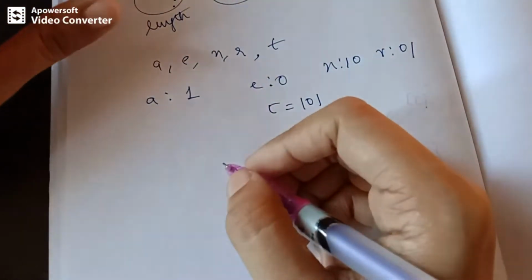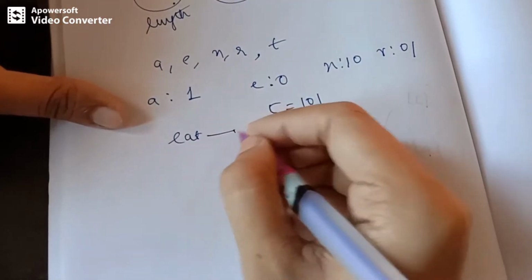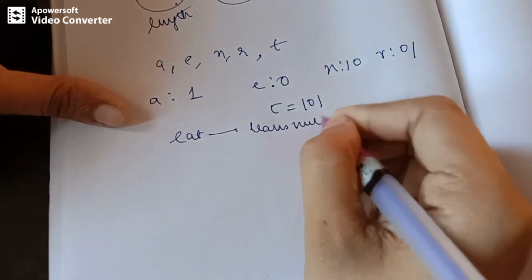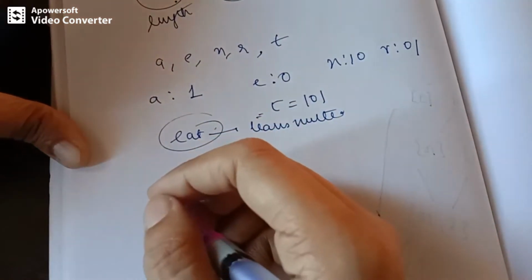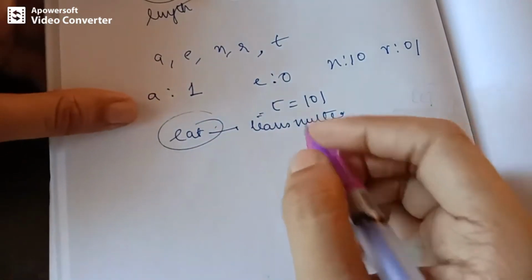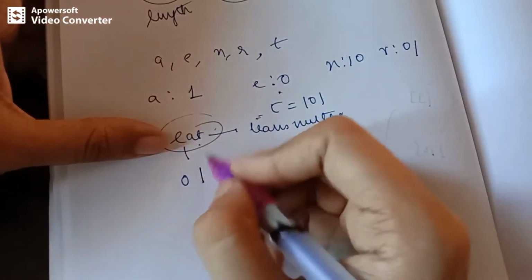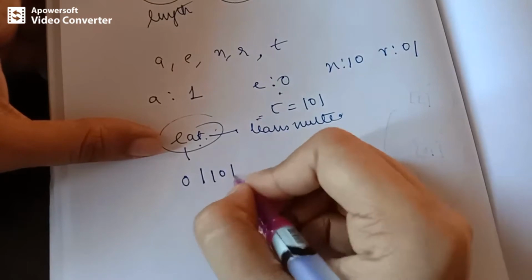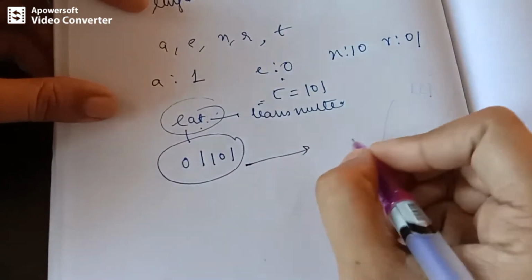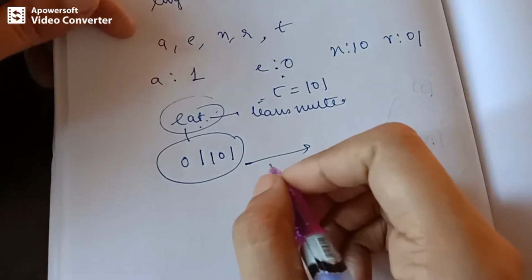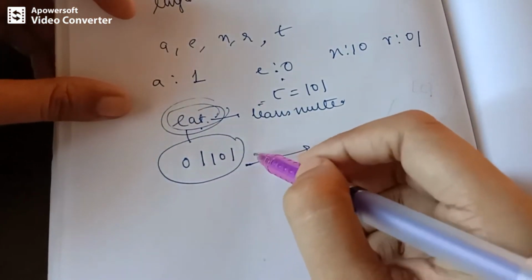In this coding scheme, let's say the message EAT has to be transmitted. If you want to transmit the message EAT, what will be the coded form as a binary sequence? E has 0, A has 1, T has 101. So this is the sequence that will be transmitted using prefix code.